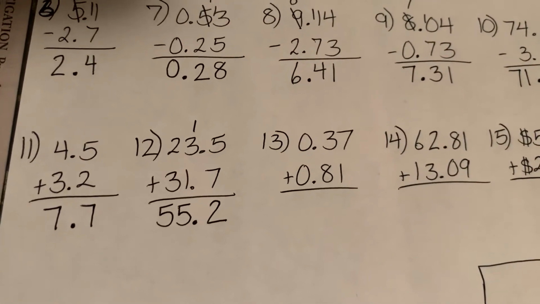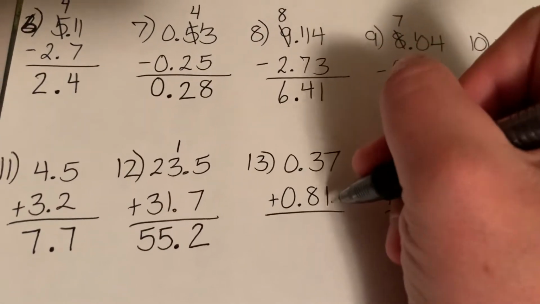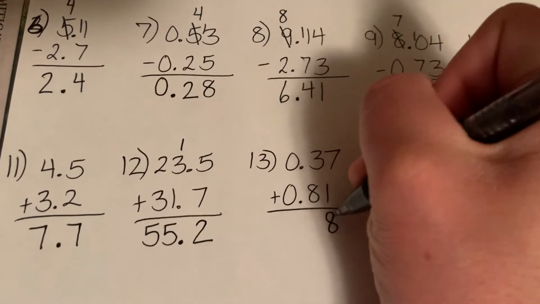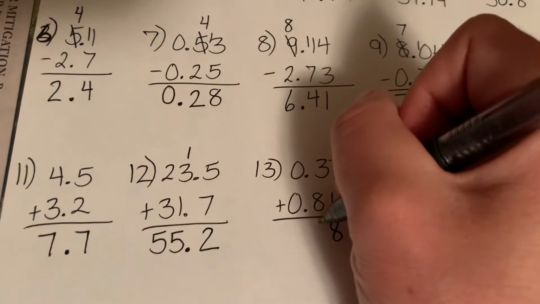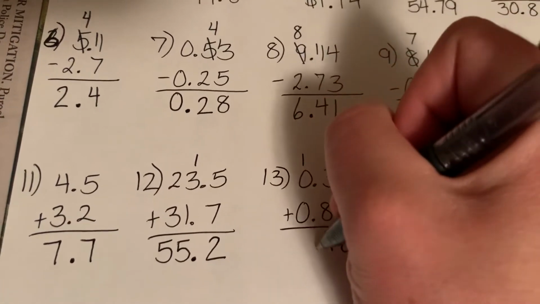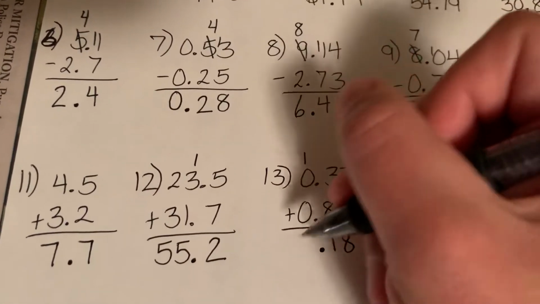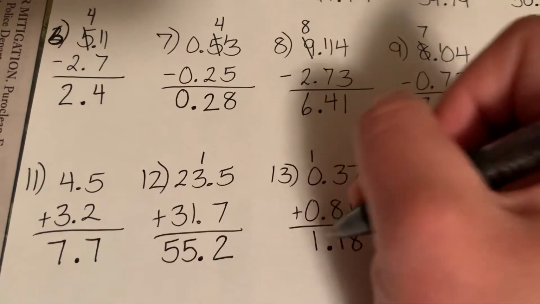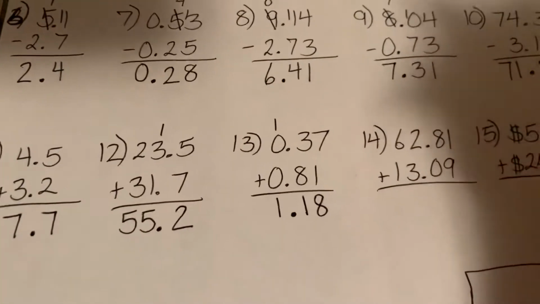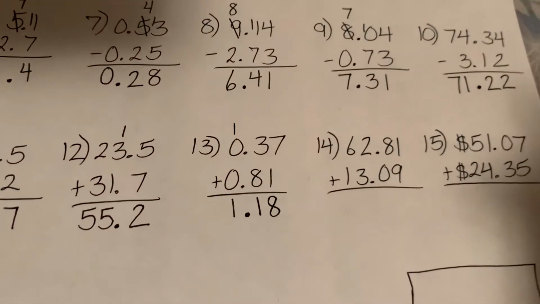Number 13, 0.37 plus 0.81. 7 plus 1 is 8. 3 plus 8 is 11. 1 down, carry the 1. Bring down your decimal. 1 plus 0 is 1. So your answer is 1.18 or 1 18/100.